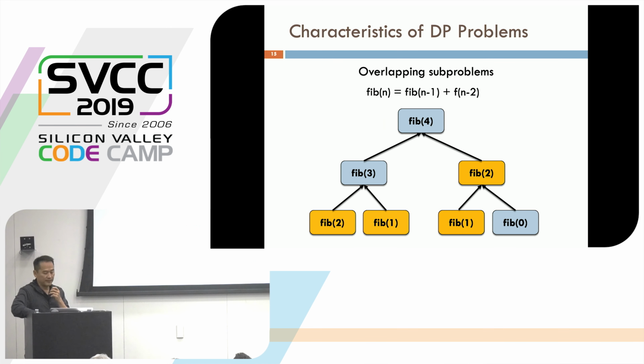Unlike merge sort, if you take Fibonacci, then you start to see this. When you draw it out in a tree, you see that fib of 2 appears twice, fib of 1 appears twice, and so on. So if you compute fib of 2 once and you save it, the runtime will dramatically reduce. Does that make sense? Overlapping subproblems, optimal substructure: those two things.